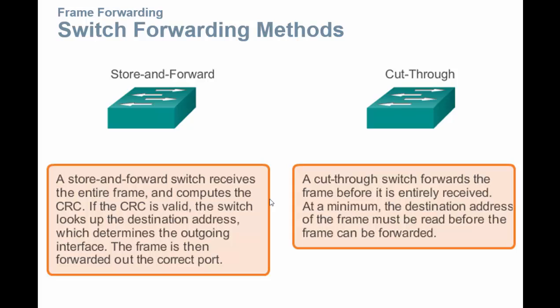So with our switch forwarding methods, we either have store and forward or we have cut through. The store and forward switch receives the entire frame and computes the CRC. And if the CRC is valid, the switch looks up the destination address, which determines the outgoing interface, and then the frame is forwarded out the correct port. With our cut through, the switch forwards the frame before it is entirely received, and at a minimum, the destination address of the frame must be read before it can forward it on from there.